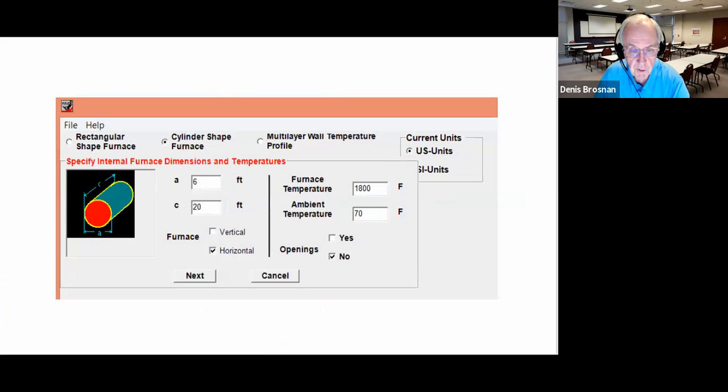Okay, so now we, of course, set up e-solutions, but here we set it up for a cylindrical shaped furnace. And I came down here and clicked horizontal. So I've got the dimensions of the kiln shell right here, furnace temperature 1800, ambient temperature 70. I picked US units or inch pound units for our comparison here.